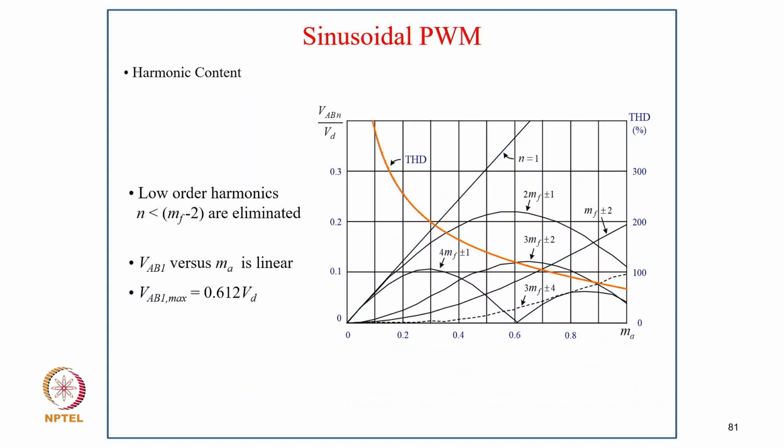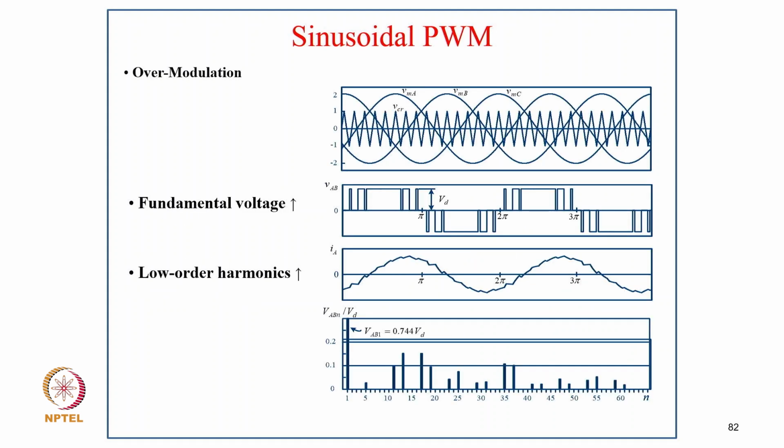Similarly, here you can see the sinusoidal PWM. THD varies with the modulation index, so it goes typically very high and then goes to the lower side. The lower order harmonics up to MF minus 2 are eliminated, and VAB1 varies linearly with MA, and VAB1 maximum is 0.612 VDC. And you can see how the different harmonics are there.